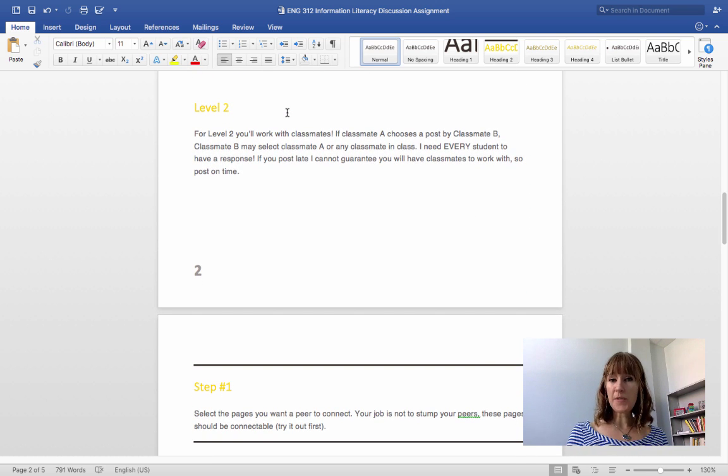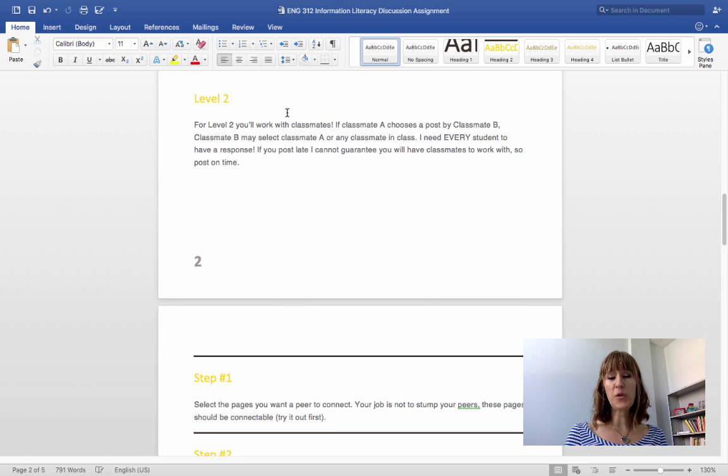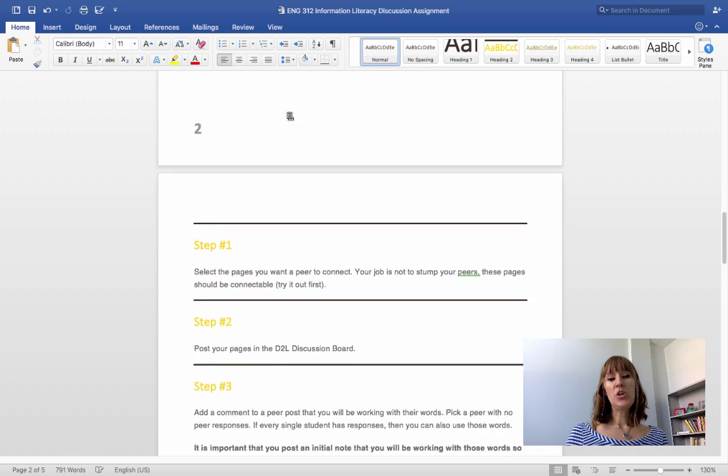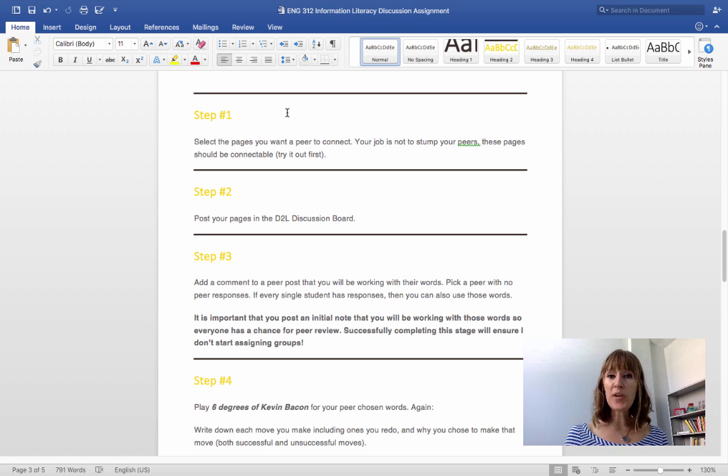Level 2 is the more complicated one, and it's where you're going to spend the majority of your time. There are a series of steps to help you see where you need to spend all of your time. The goal with level 2 is for you to respond to one peer, and for that peer to respond to whomever they want. But I want every single peer who posts on time in the discussion board to have one reply from another peer, because you're going to need that data later. So step number 1, you select the pages that you want to connect. Your job is not to stump us.